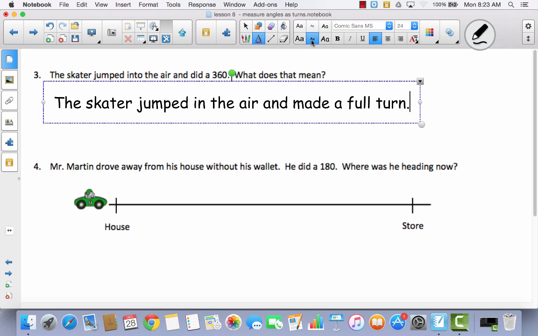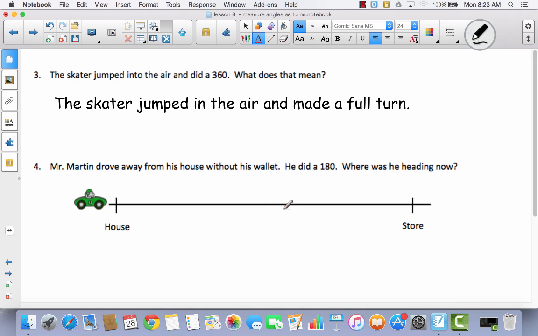All right, see if you can do number 4 by yourself. Go ahead and pause the video and then come back and let's check it together. Martin drove away from his house without his wallet. He did a 180. Where is he headed now? So he drives away from his house, and then he does a 180. So if he does a 180, that means that he's going to make not just a 90-degree turn, he's going to make a full 180-degree turn. So that means that now he is headed back to his house.